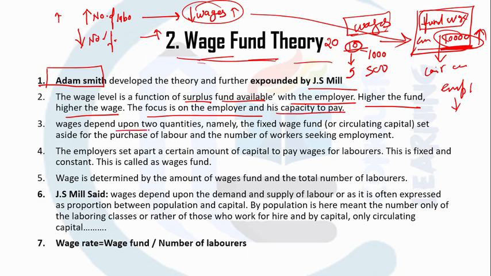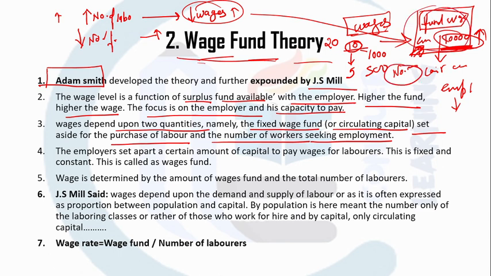The wages depend upon two quantities, namely the fixed wage fund or circulating capital set aside for the purchase of the labor, and the number of the workers seeking employment. So it totally depends upon what? The fund, and second, the number of employees there are. So whether wages will be lower or higher depends on two things: how much money is in the fund, and how many people, as in labor, are available and looking for jobs.